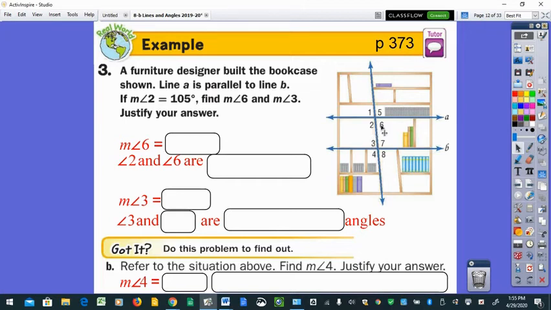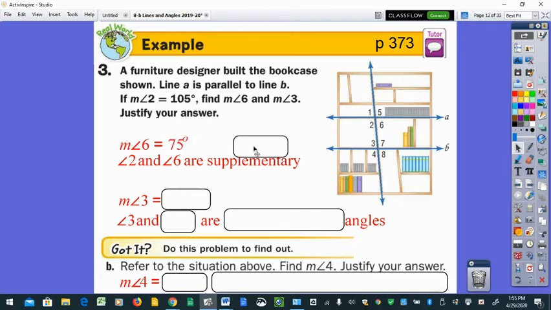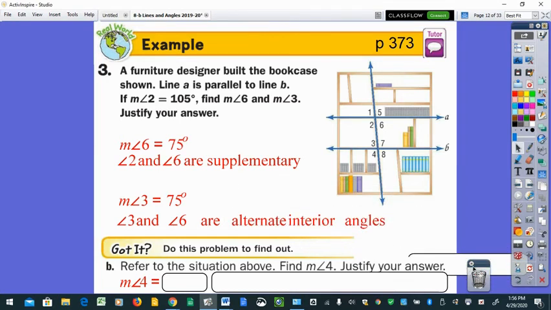To find angle 6, it's pretty easy because those two angles are supplementary. They form a straight angle here. They have to add to 180. So if I take 180, subtract 105, the measure of angle 6 should be 75. And you'll notice these two angles add up to 180 degrees. How do I find the measure of angle 3? Well, angle 3 and angle 6 that we just found are alternate interior angles. They have to have the same measure. So the measure of angle 3 is going to be 75 degrees because of that alternate interior.